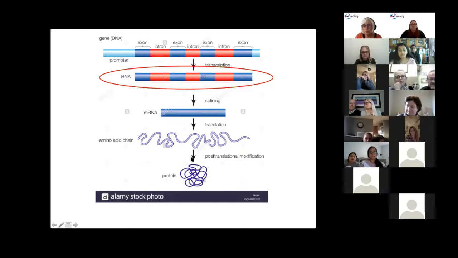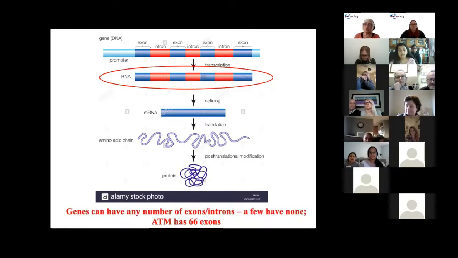The point I wanted to make here is which genes can have. A gene is the bit on the DNA that codes for a particular protein. And genes can have any number of exons and introns. There are a few that don't have any.